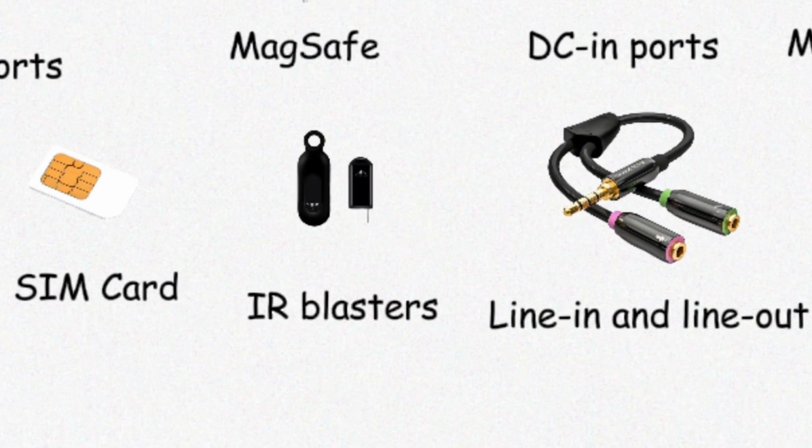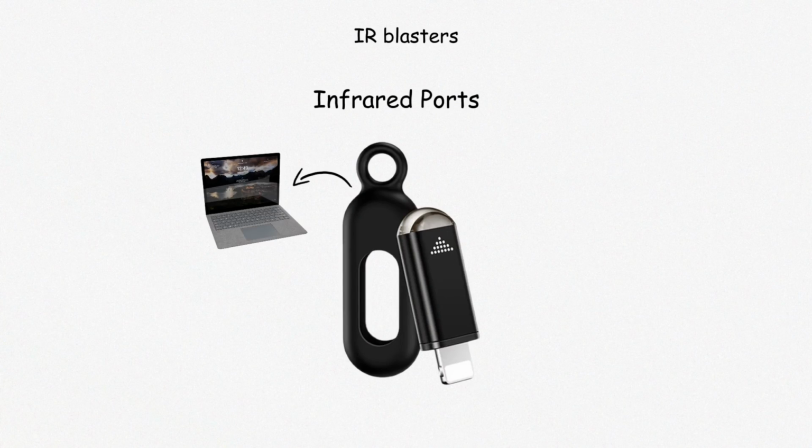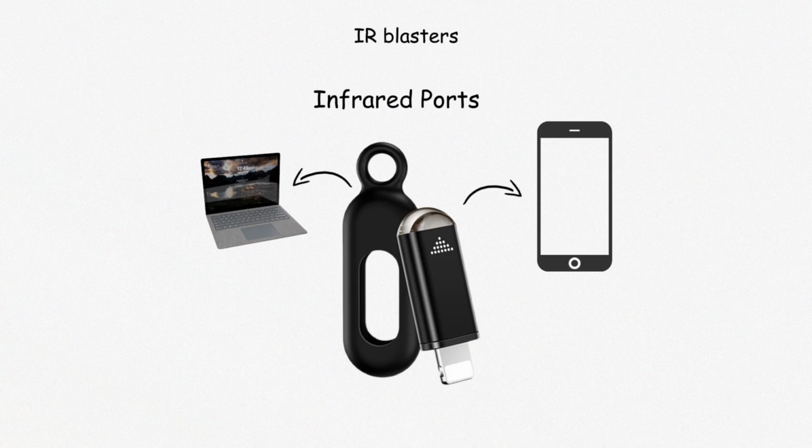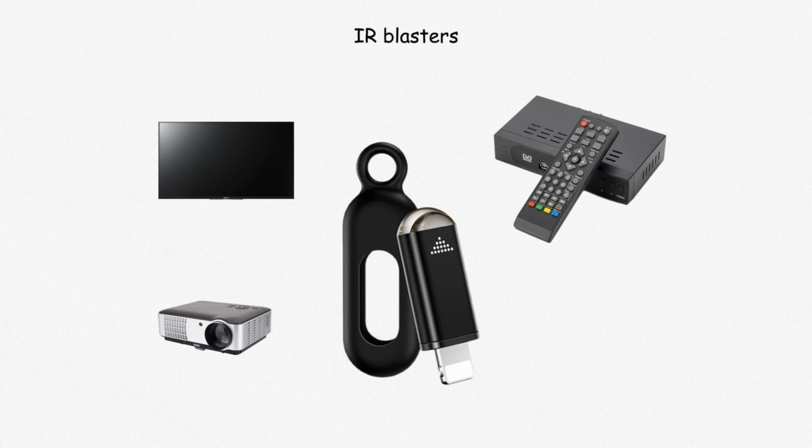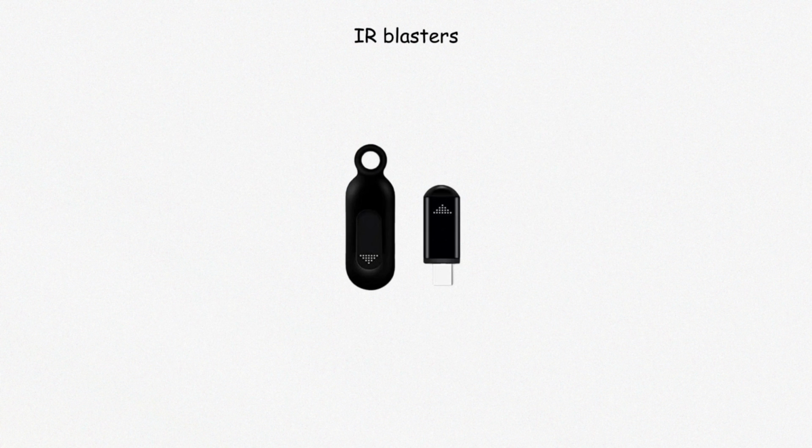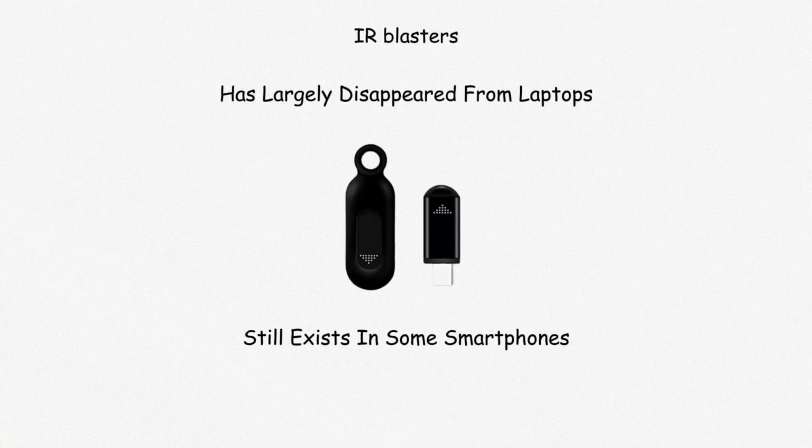IR blasters, or infrared ports, were once found on laptops and phones for remote control functions. They emit infrared signals used to control TVs, set-top boxes, or projectors. IR has largely disappeared from laptops, but still exists in some smartphones or specialized control devices.